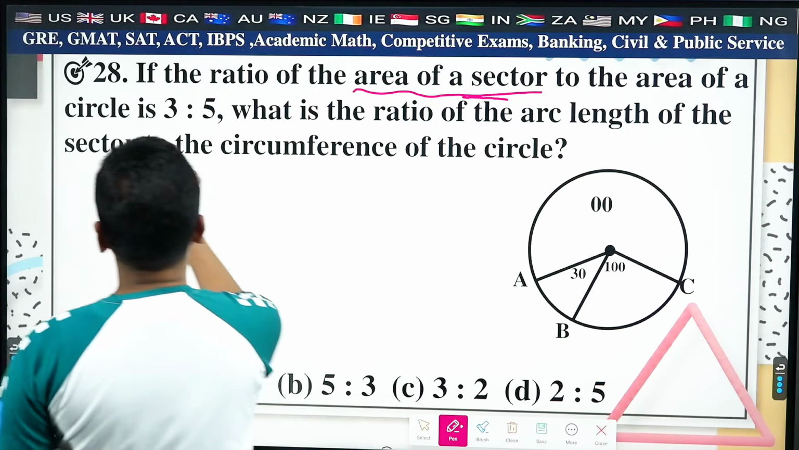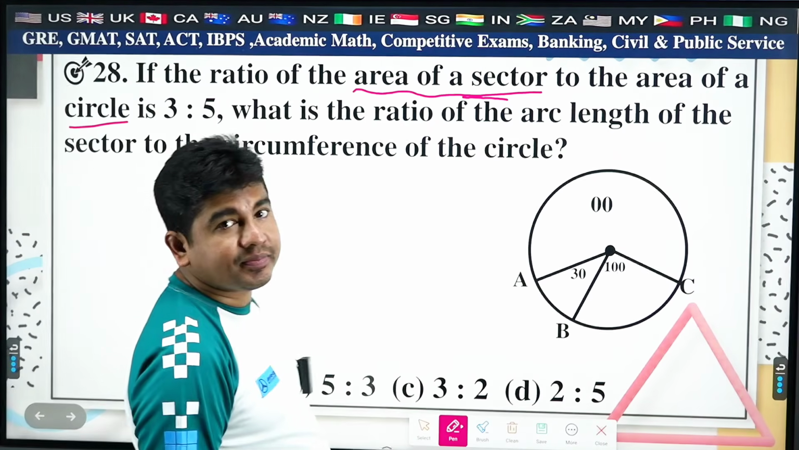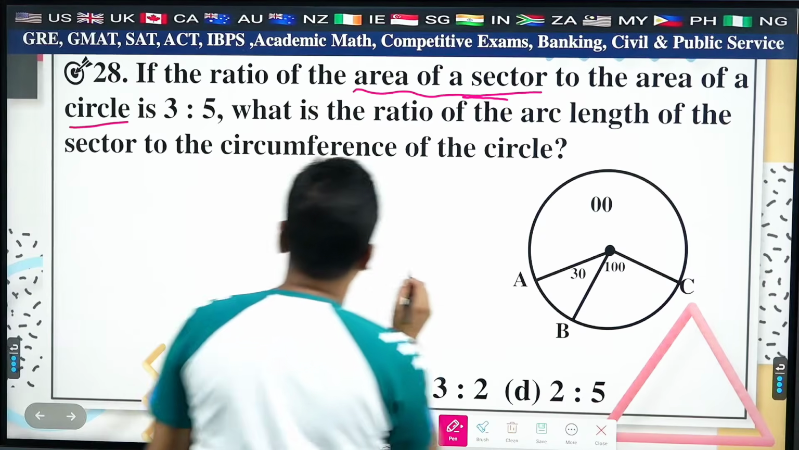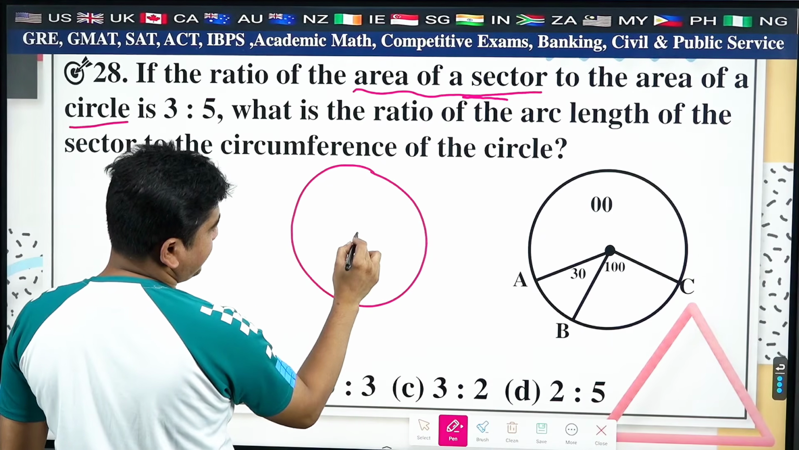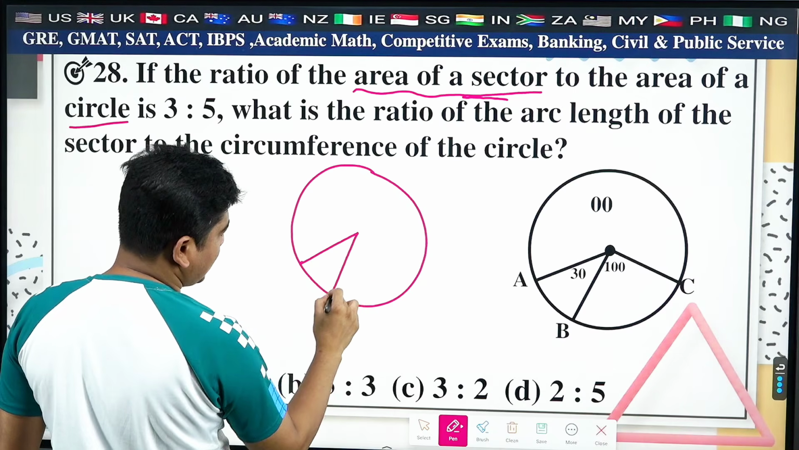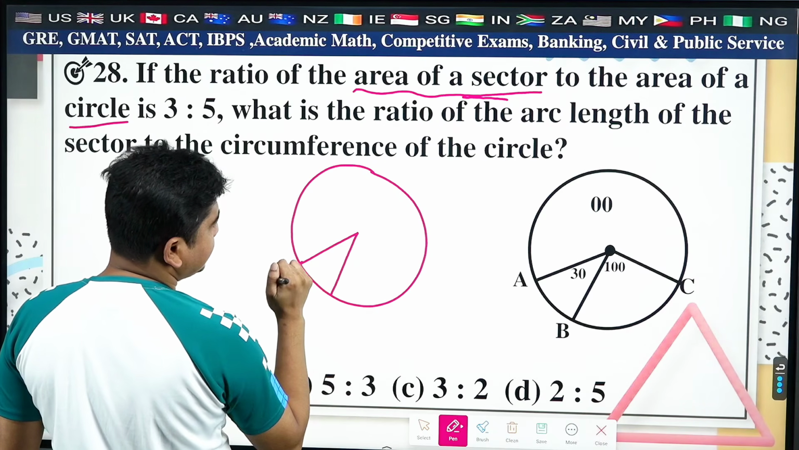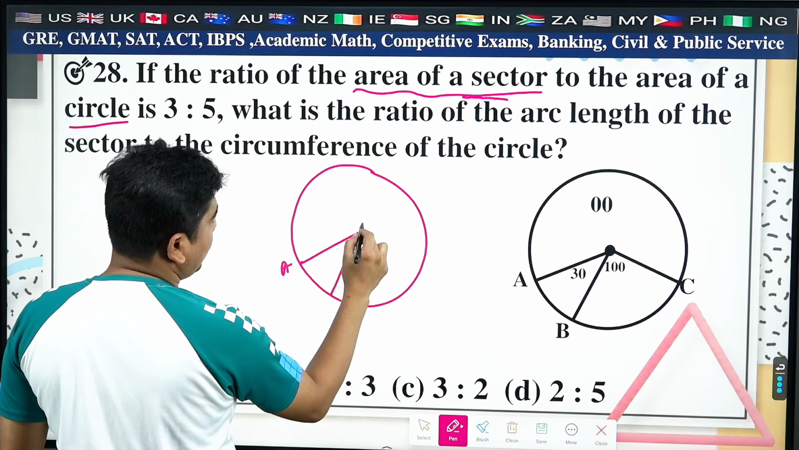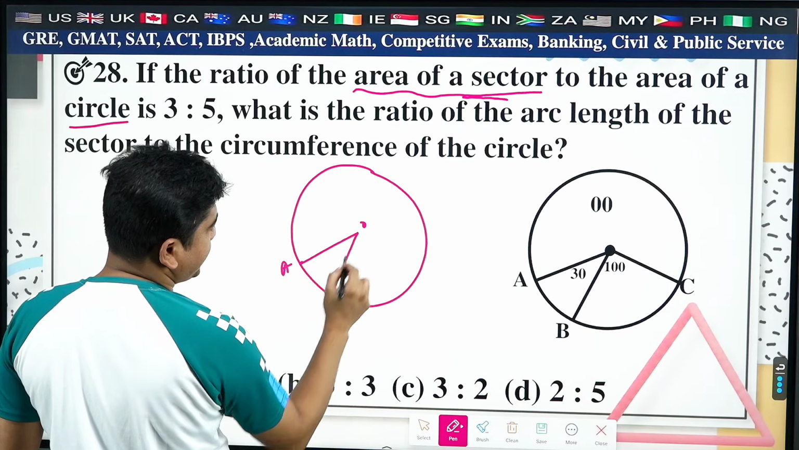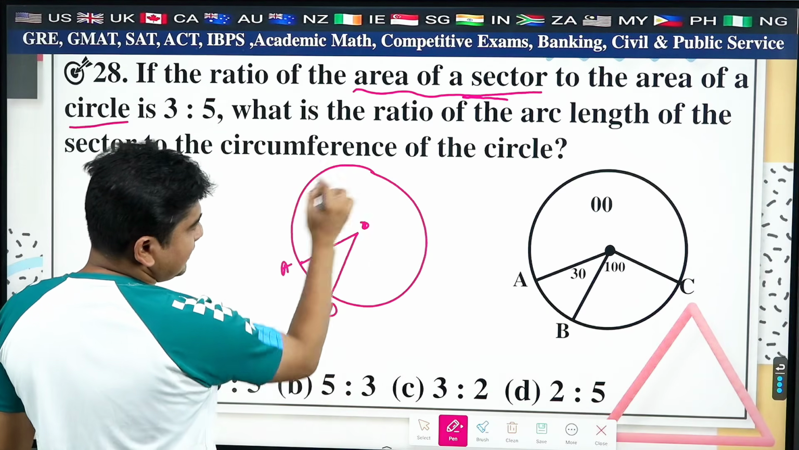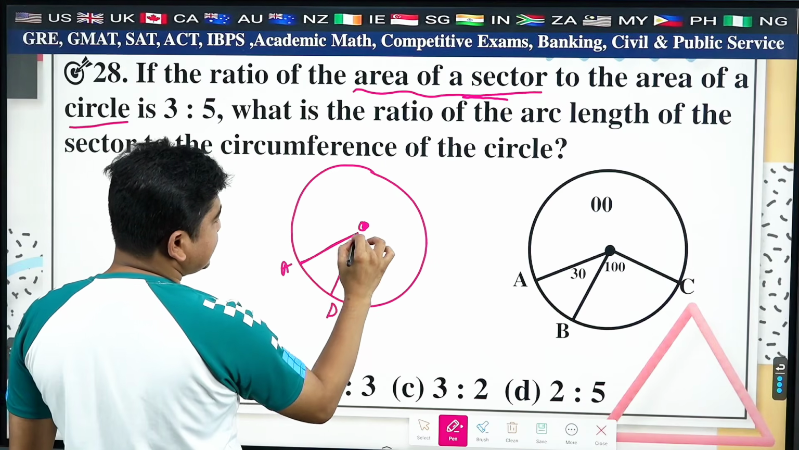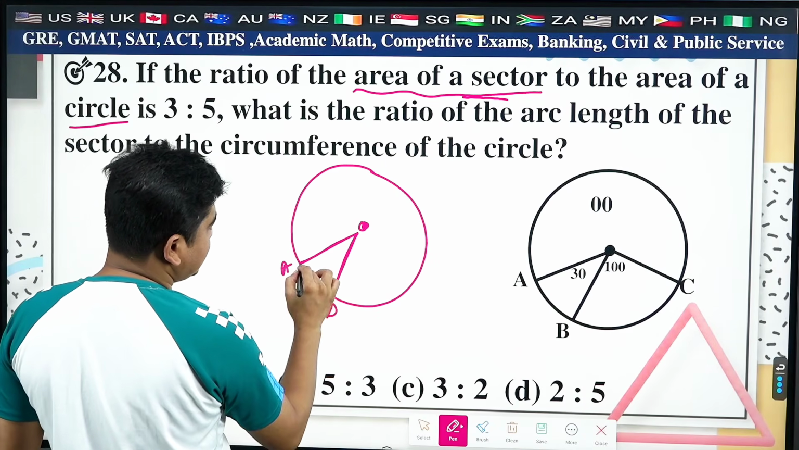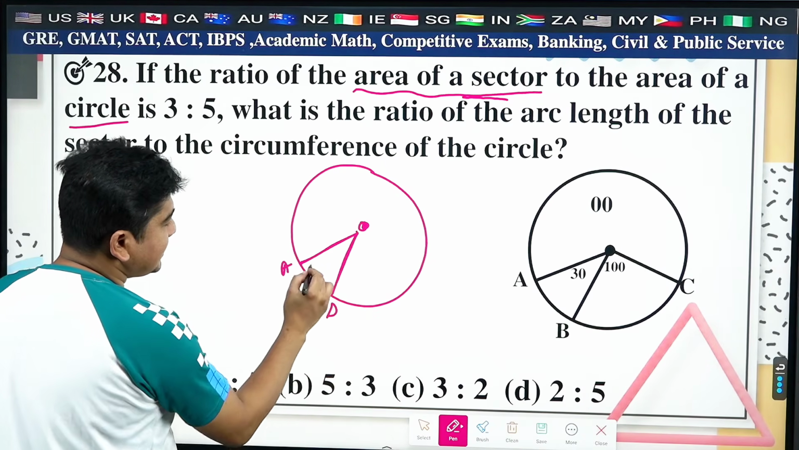to the area of circle, area of sector, suppose this is a circle, this is a sector, A, O and P. This is a circle, center with O, and this is a sector. The sector is AOD. This is a sector.